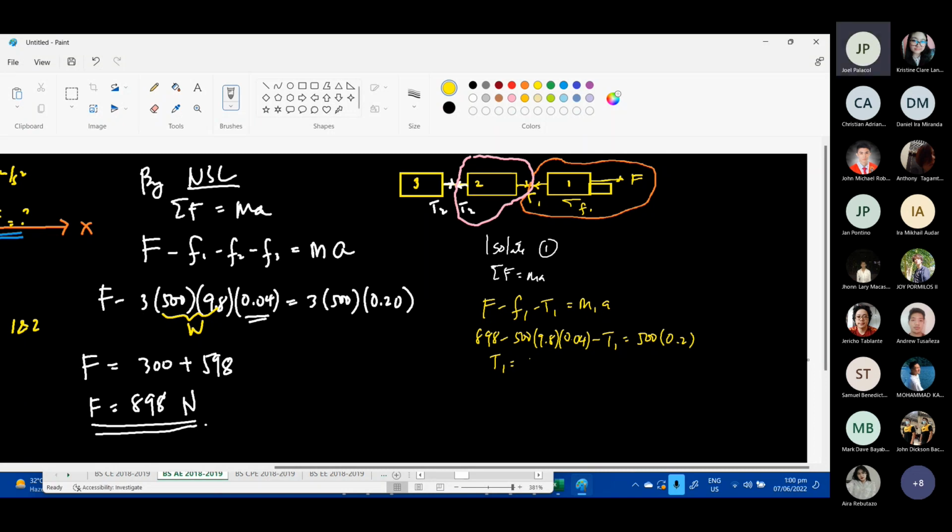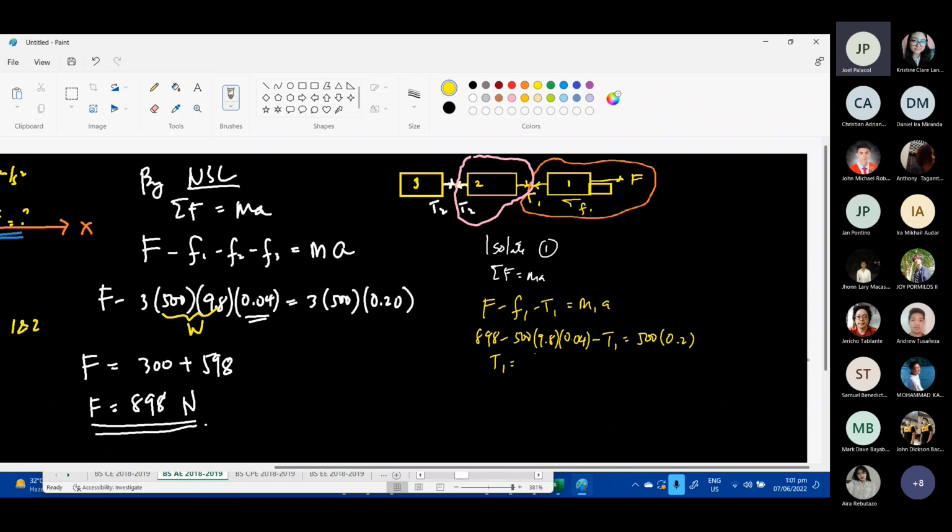How much is it? What is T1? 702 po. Is that T1? Did you subtract 100? You have to transpose negative T1 to the right, so it is positive. So you need to subtract 100 from 898 minus the product of 509.8 and 0.04.